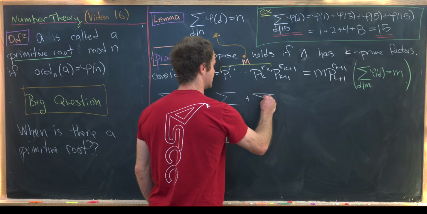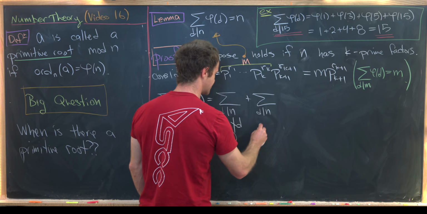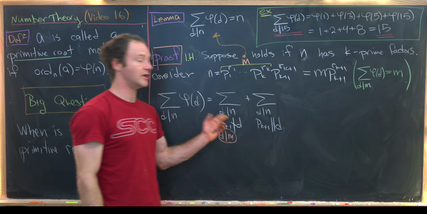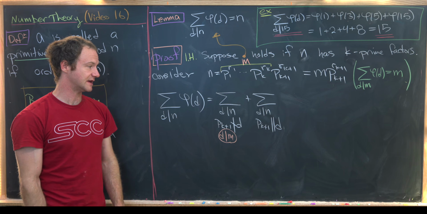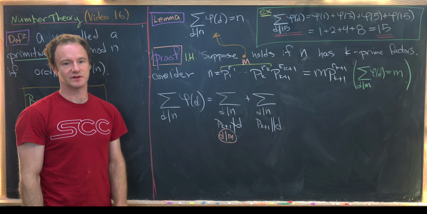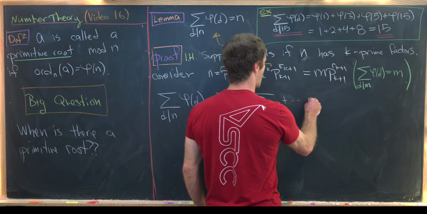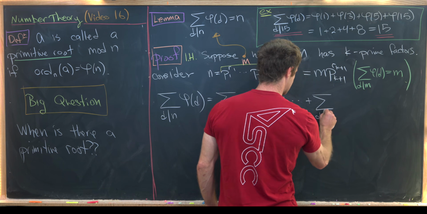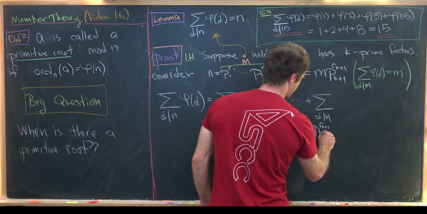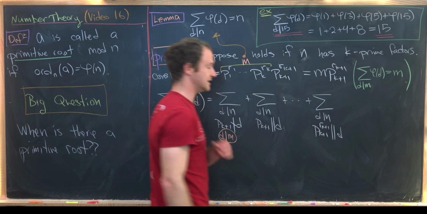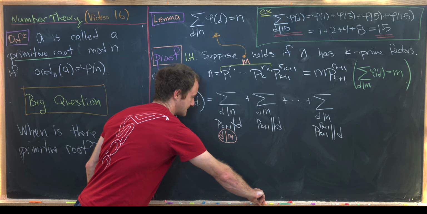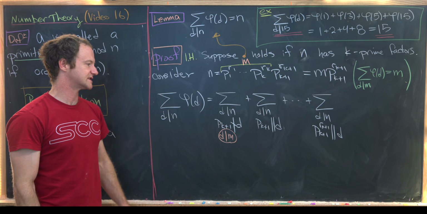So the next will be this sum over the divisors of n where p sub k plus 1 divides d, but no larger power of p sub k plus 1 divides d. So I'll note that with this double divisibility sign. And then we'll work that all the way up to the sum over the divisors of n where the largest power of p sub k plus 1 divides d. In other words, p sub k plus 1 to the r sub k plus 1. Okay, well, let's notice what this means.